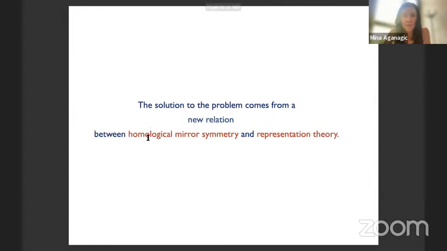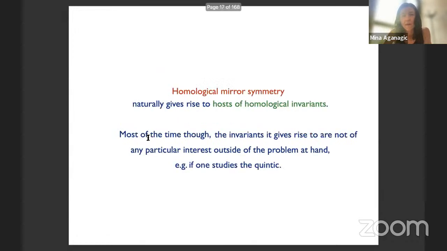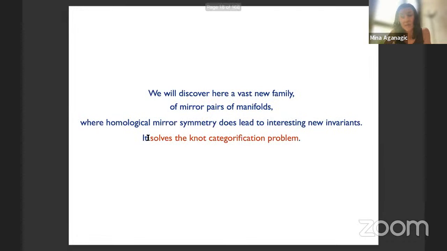The solution to the problem comes from a new relation between homological mirror symmetry and representation theory. Homological mirror symmetry naturally gives rise to hosts of homological invariants. Most of the time, however, it gives rise to invariants that are of no particular interest outside of the problem at hand. For example, if you study the quintic. We'll discover here a vast new family of mirror pairs of manifolds where homological mirror symmetry does lead to interesting new invariants. And in particular, it solves this knot categorification problem.